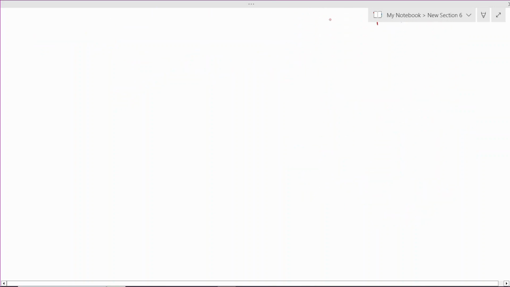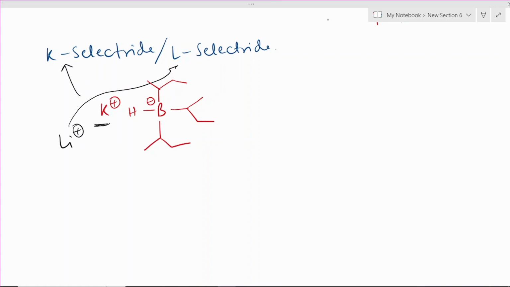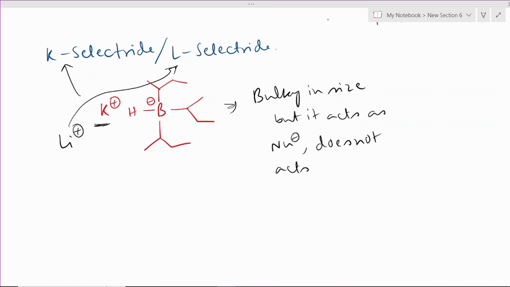But then there comes a bulky reagent called K-Selectride or L-Selectride. This is basically boron, and here is K plus. When K plus is there, it is called K selectride, and if Li plus is there, it is called L selectride. And it is also bulky in size. But it acts as a nucleophile. It does not act as a base.